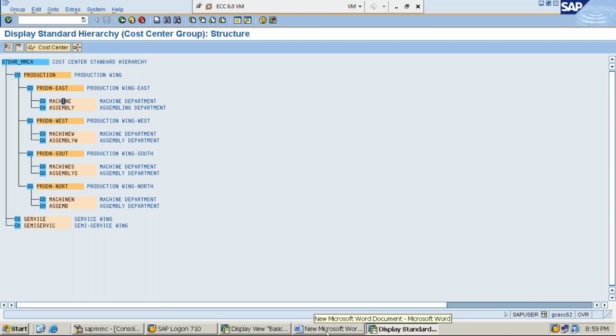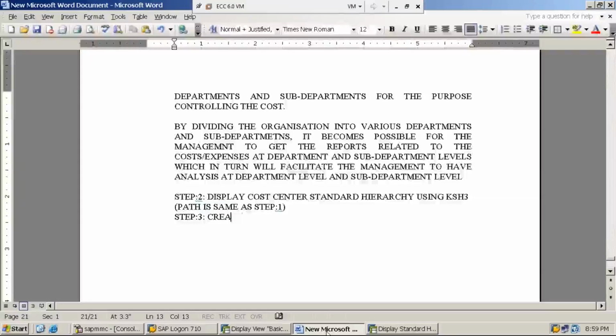Okay. Now let us go to the next step. Step number 3: create cost center using KS01. I won't explain what is cost center right now. After showing creation of cost center, I'll explain what is cost center. Okay. Create cost center using KS01.